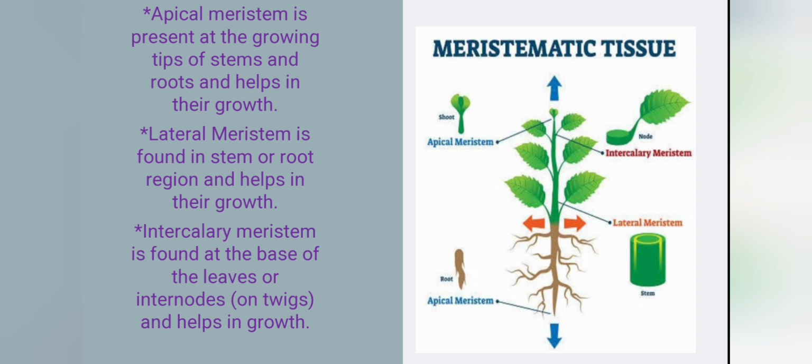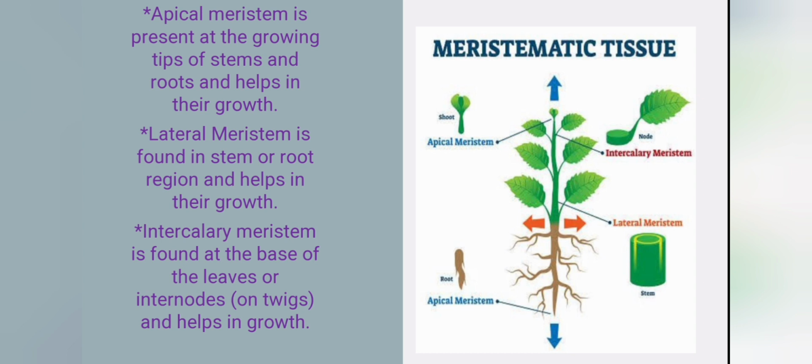Apical meristem, lateral meristem and intercalary meristem, these three are the regions of the meristematic tissue. Let us study one by one in detail. Apical meristem is present at the growing tips of stems and roots and helps in their growth. So these apical meristems are mainly present in the tips of the stems and roots and help in growth. Next, the lateral meristem is found in the stem or root region again and helps in their growth.